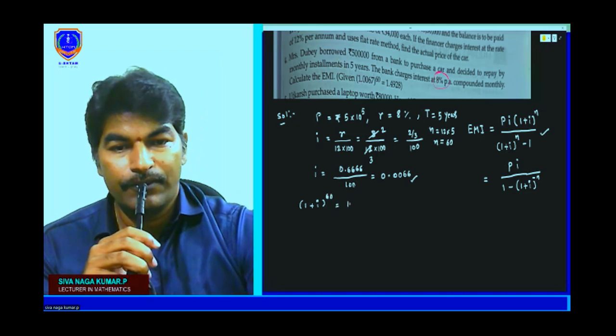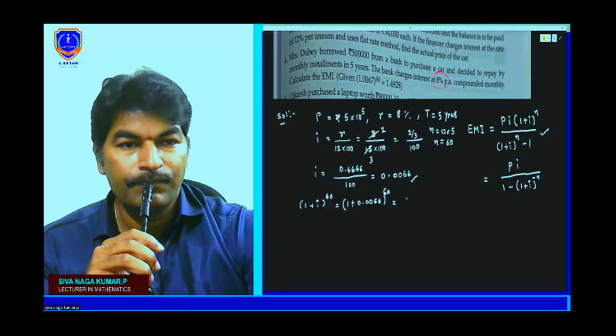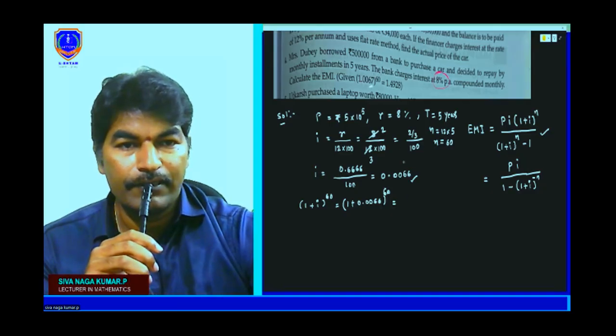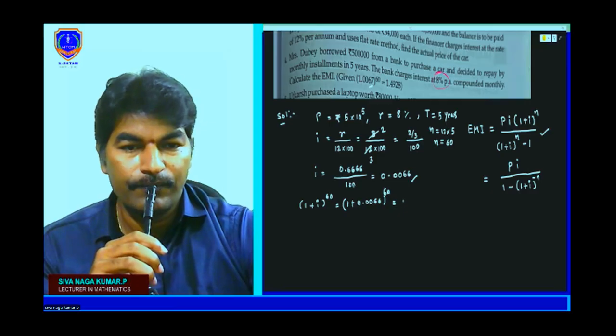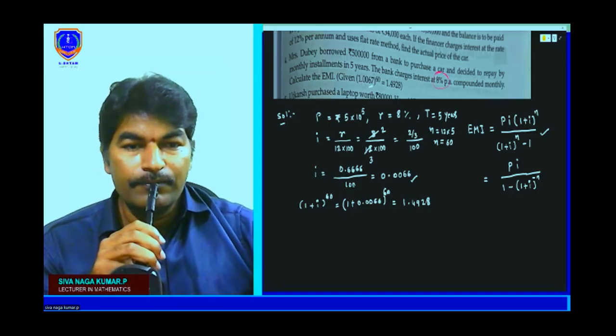That means 1 plus 0.0066 whole power 60. And we know this value. Of course, he has given the number, and you can use that value directly. So it will be 1.4928 as he mentioned. Fine. Everything looks good, right? Understood up to this part.